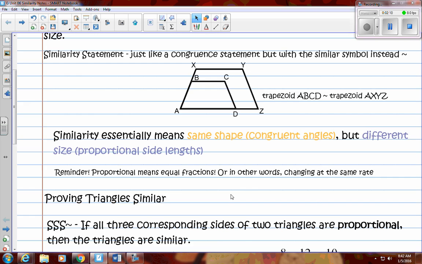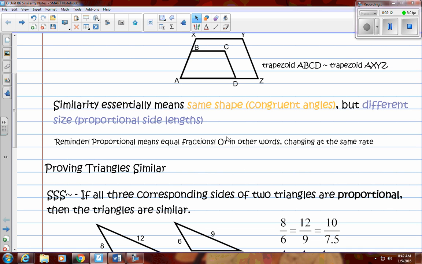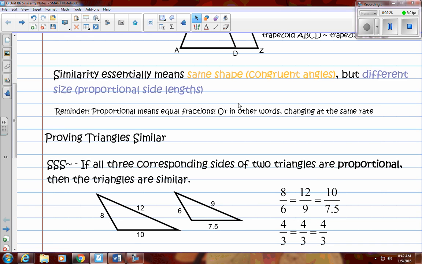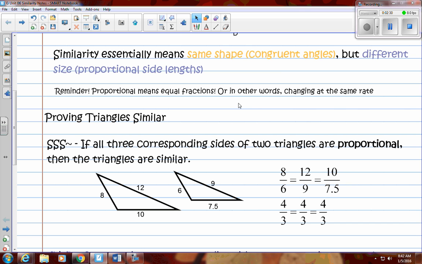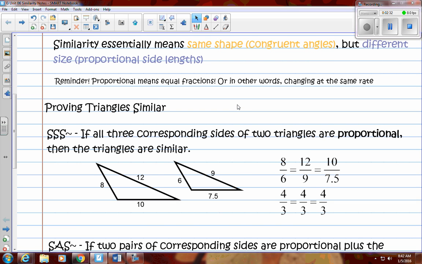So proportional, remember, means equal fractions, or in other words, changing at the same rate. So when we are looking for sides to be proportional, we want them to make equal fractions when we compare them. Okay, when we talk specifically about proving triangles similar, it's very close to proving triangles congruent.